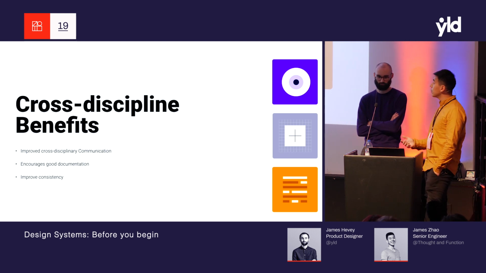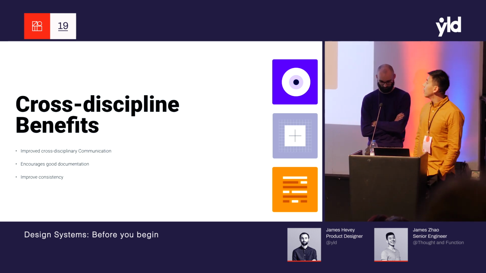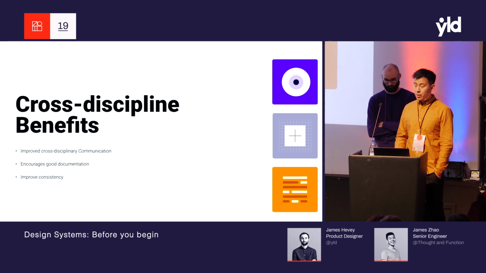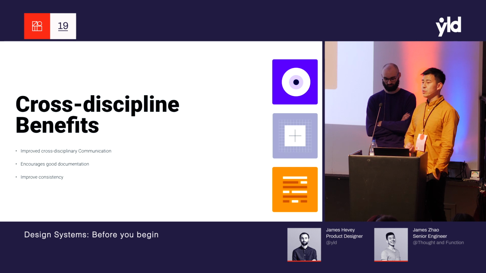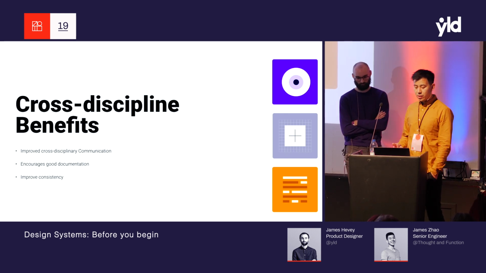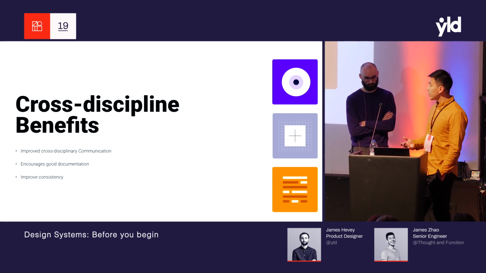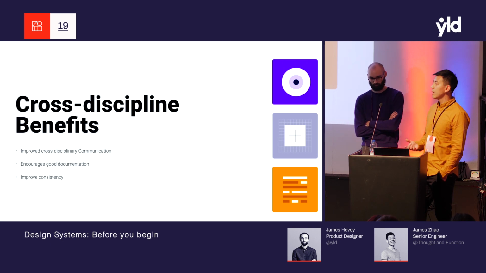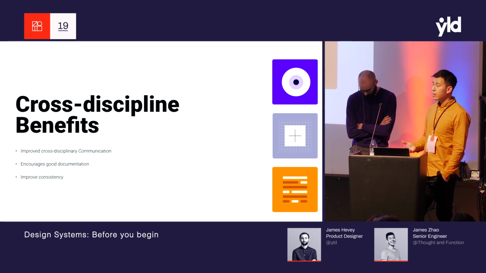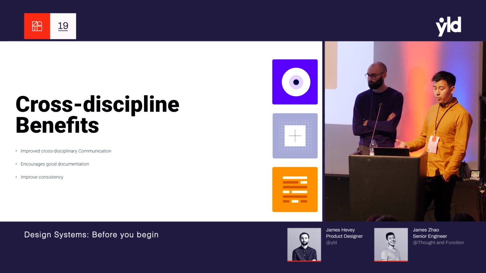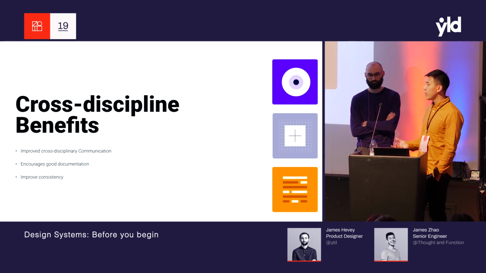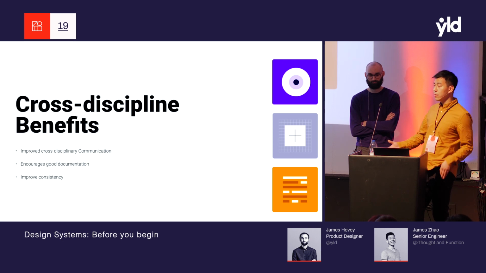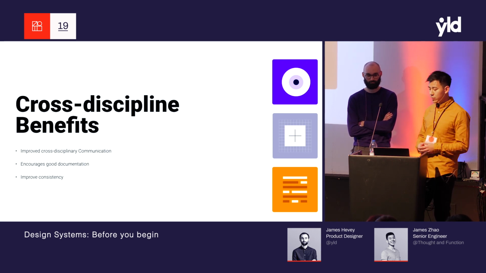So there's also some cross-discipline benefits as well. A design system helps you improve communication because there's just more interactions baked into the process between developers, designers, and product owners. A design system really encourages and nurtures a culture of writing good documentation. So if you have any knowledge silos, that can help you remove that. And it also improves consistency, not just in the way that your application looks and feels, but also in the way that your users interact with it as well.